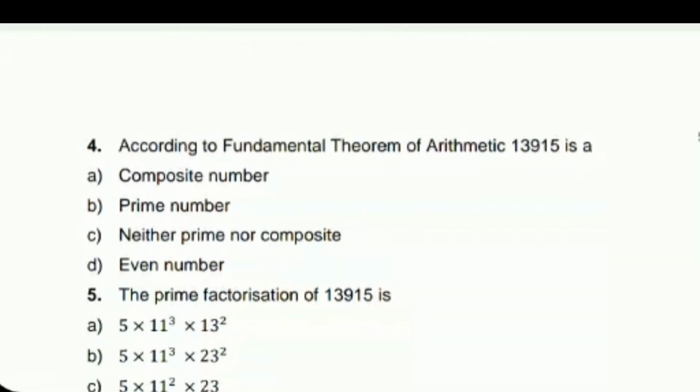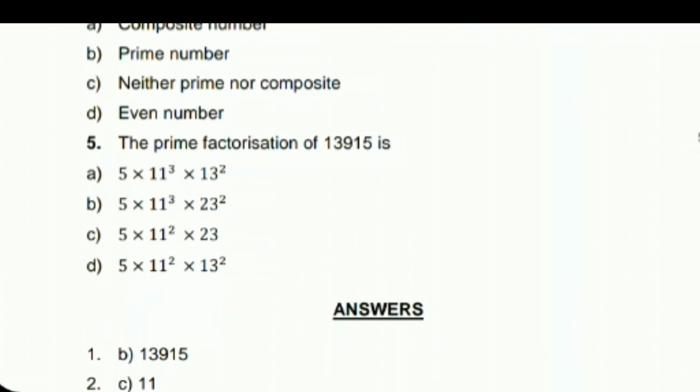According to the fundamental theorem of arithmetic, 13915 is odd. You can clearly see that it has 5 as its end digit. So clearly it is divisible by a number other than 1 and the number itself, so it's definitely a composite number. The prime factorization of 13915: if you prime factorize it and group the similar factors, you will get your answer as 5 into 11 square into 23.